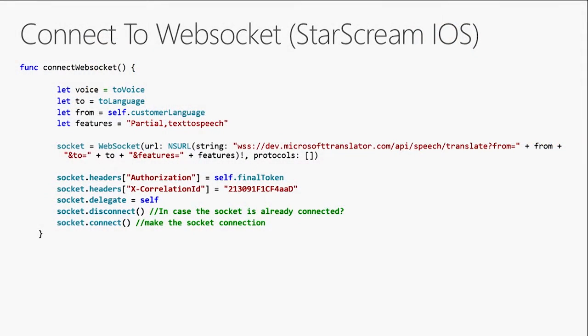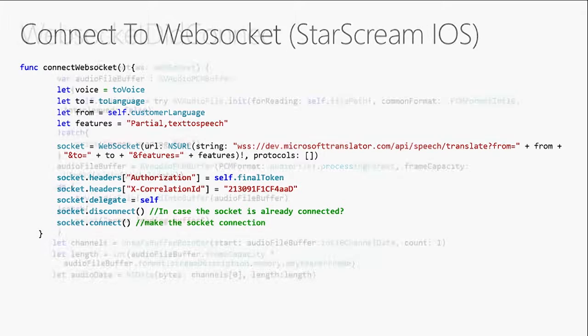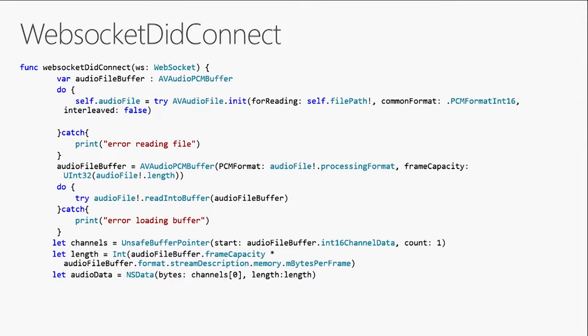We have some delegate methods that we need, and in case the socket is connected, we want to disconnect it before we connect again. So we're going to connect. Now we are in one of the delegate methods called websocketDidConnect. This is where you want to start sending data to the service.